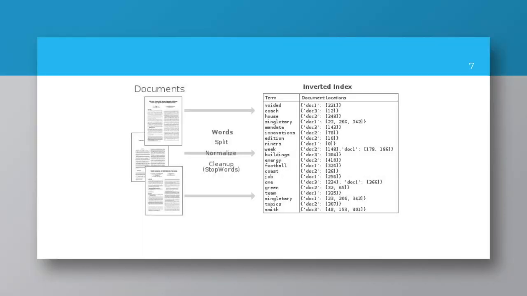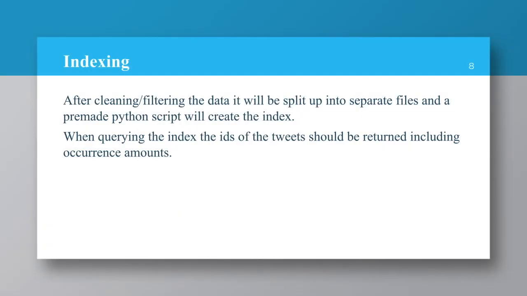Here we see an example of the indexing. I found a few Python libraries on GitHub that can do this job, and I will implement these with a slight tweak. The final results should give me a collection of documents including an occurrence number based on the query term.